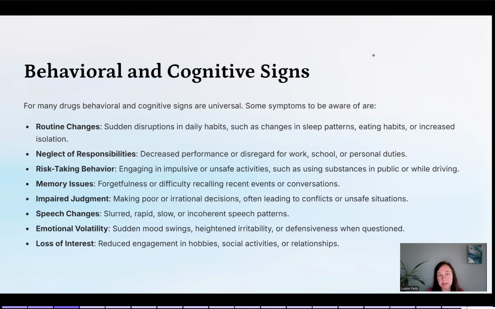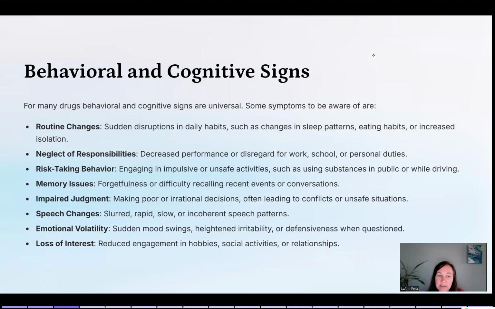So the behavioral signs and cognitive signs for many drugs are universal, but some of the most important symptoms to be aware of are routine changes. If you're at a mobile crisis call, you can ask the family members or the person if they've had any disruptions in daily habits, such as changes in sleep patterns, eating habits, or increased isolation.